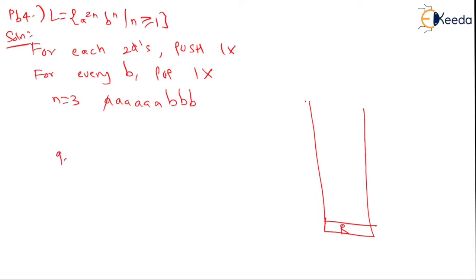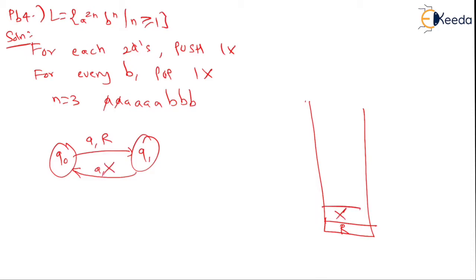So maybe I'm in state Q0. I receive a. I say do not do anything onto the stack and simply change the state to Q1, right? Then once you receive one more A, I say go back to Q0 and push X above that R. Now this thing is going to repeat for this A having one X pushed. Similarly for these two A's having another X pushed, right?